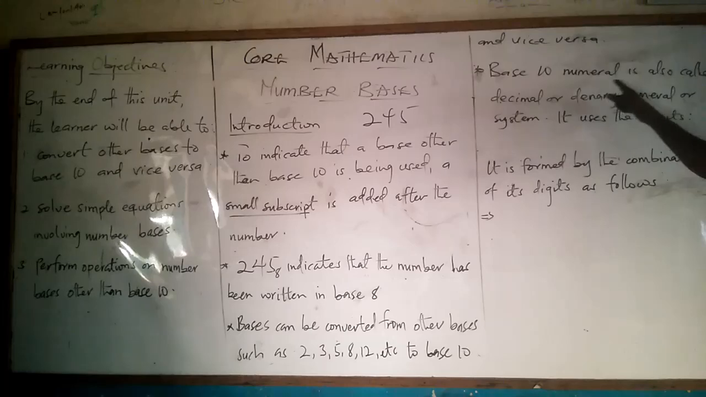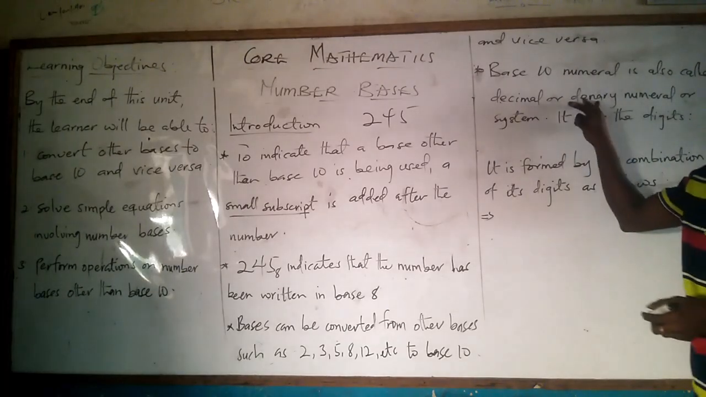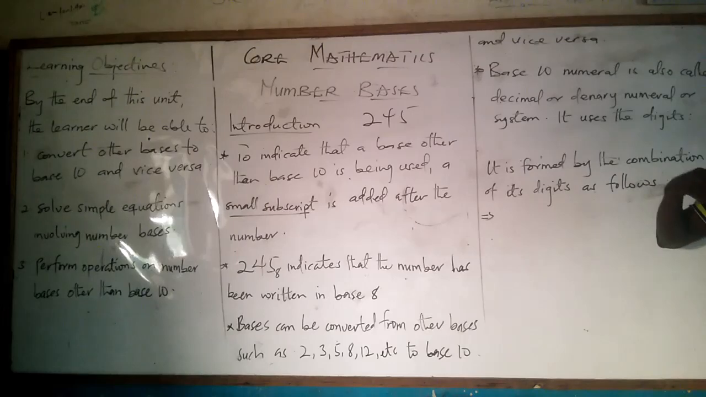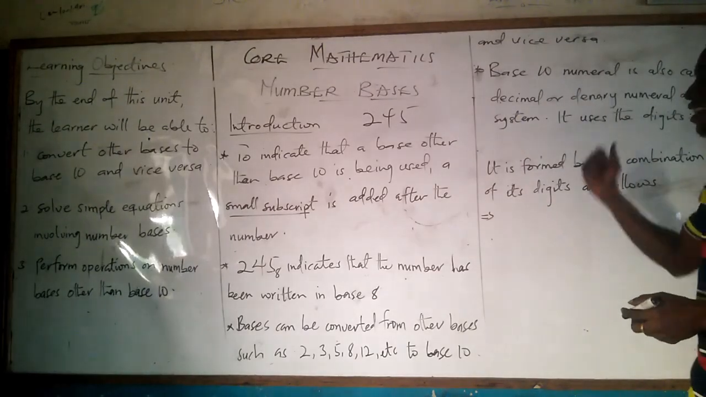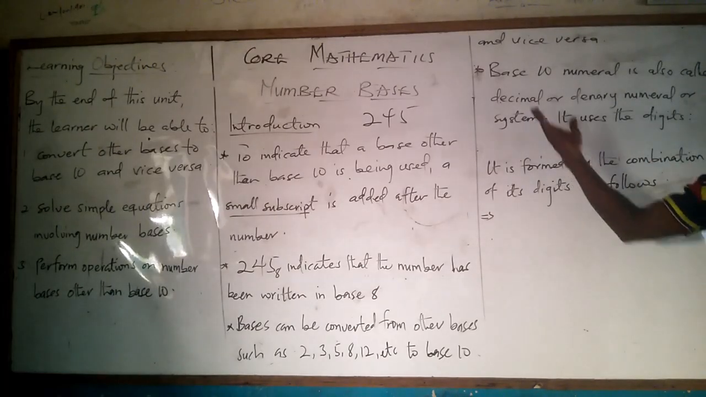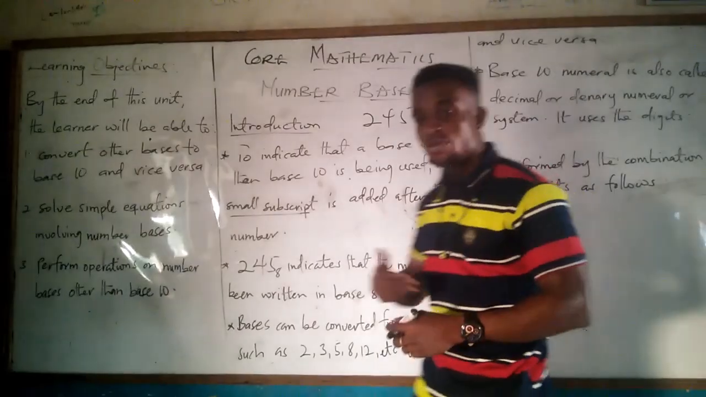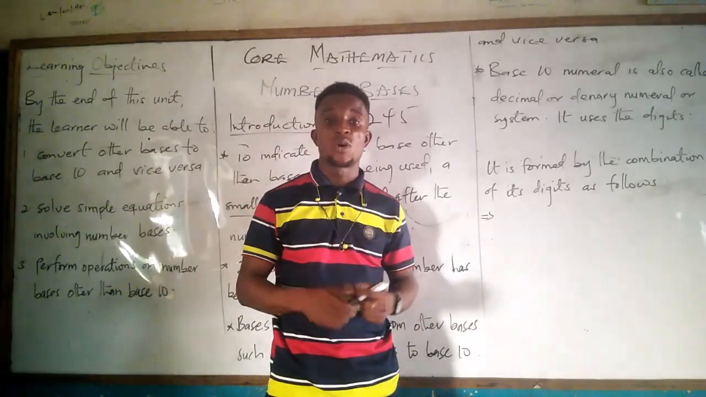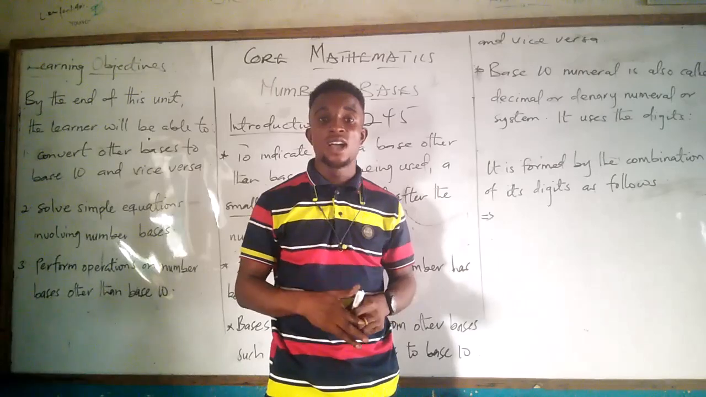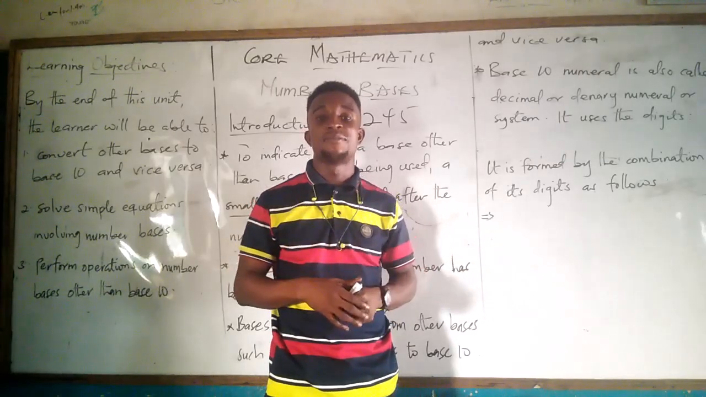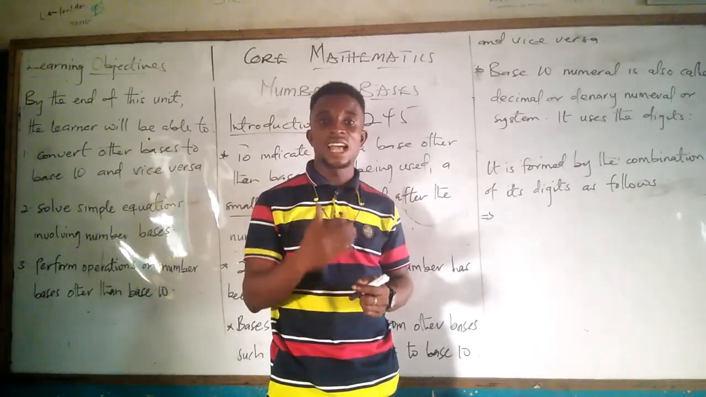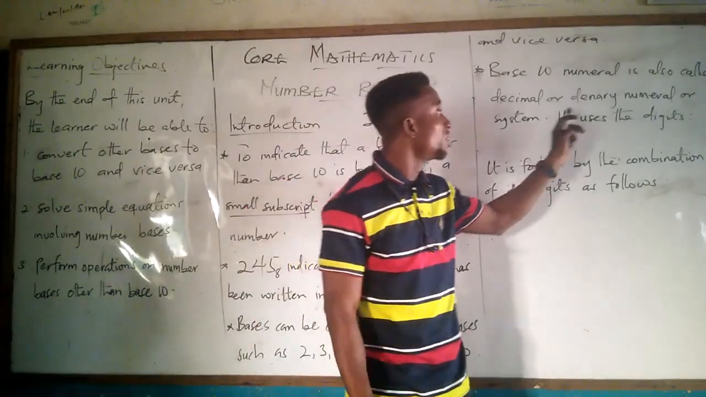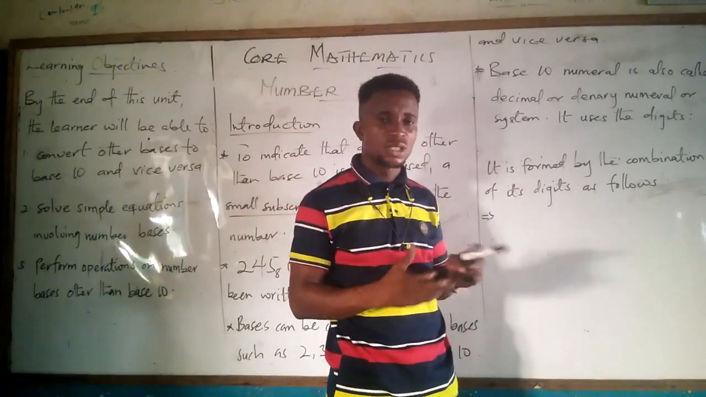So base 10 numerals is also called the decimal, ordinary numeral or system. If you don't see base 10, you can also see decimal, or denary, or base 10. As we proceed, if I don't say base 10, you can also hear me say decimal numeral, or decimal number, ordinary number, ordinary numeral, ordinary system. Are we getting that? So base 10 is having three names for now. We have either base 10, or decimal numeral, or ordinary numeral, or you can also even say system. Do we get that?